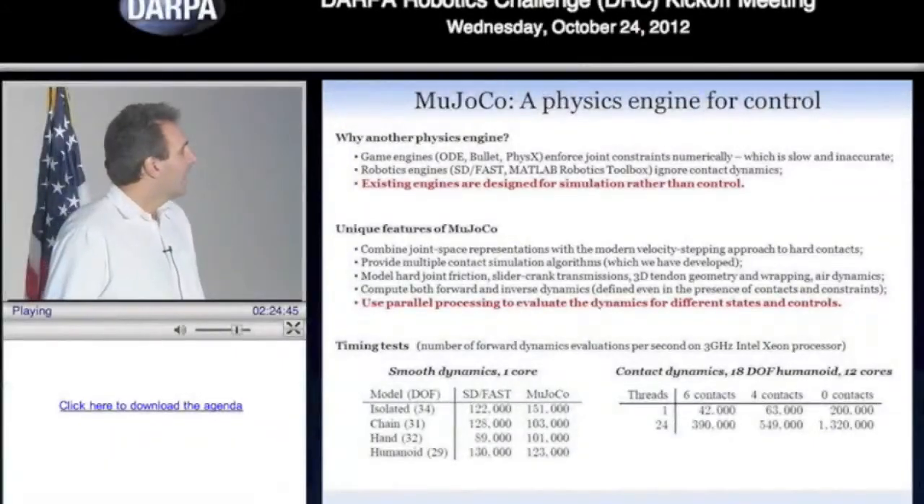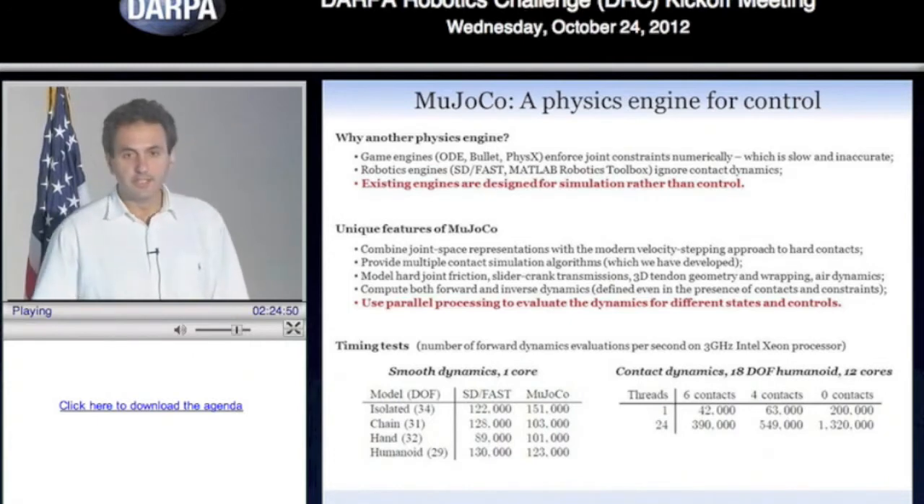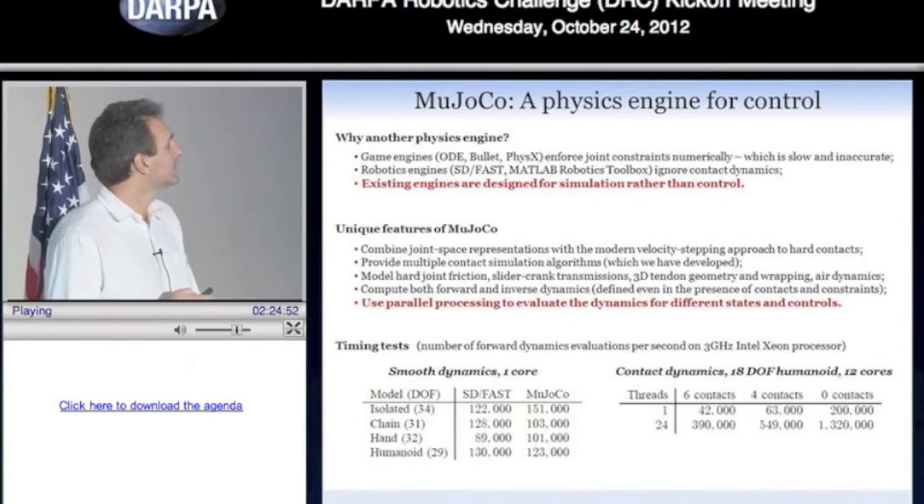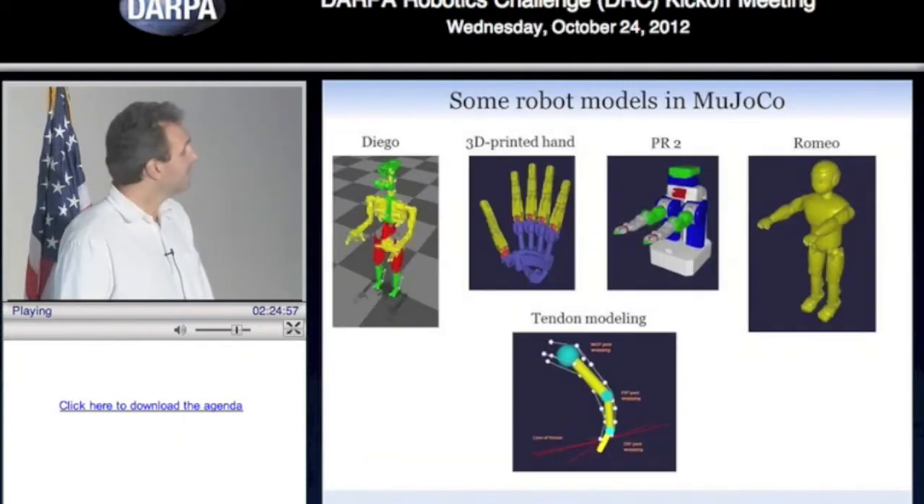It's faster. So we're going to be using that. In particular, we're going to be using it to evaluate derivatives of the dynamics and do numerical optimization. We have a bunch of models that we can import from URDF.